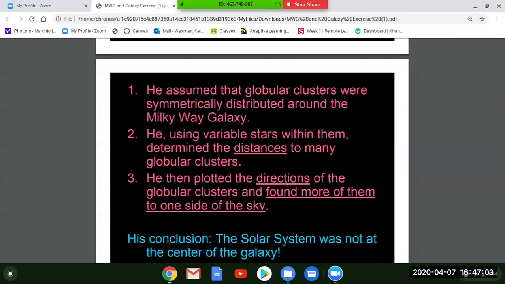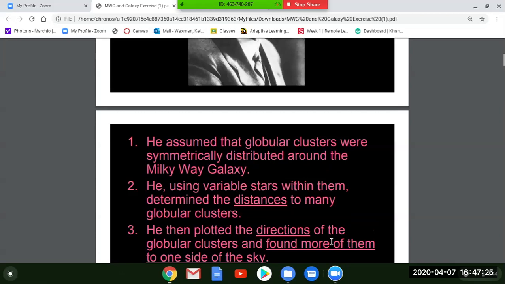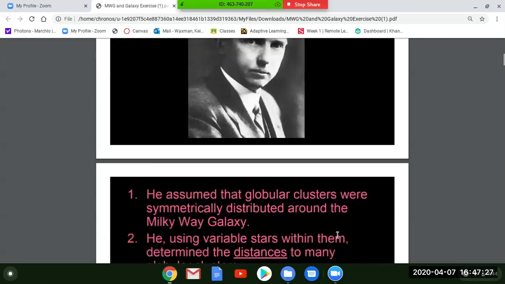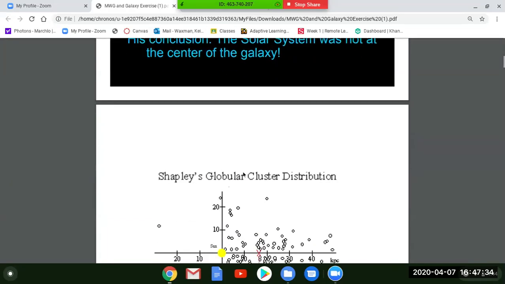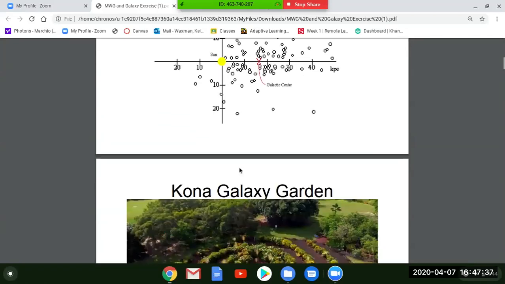So what Shapley figured out, this is what's good to write down, is that the solar system was not at the center of the galaxy. Before that, we thought we were. But Shapley figured out we weren't by seeing the distribution of globulars. From our point of view, we see more globulars in one direction than the other. If we were at the center of the galaxy, we would see these globulars in all directions in the halo of the galaxy. So if I ask you something about Shapley, Shapley was the one who figured out we were not at the center of the galaxy. We're off about 2/3 of the way from the center to the edge. So there was his distribution. Don't have to write that down.